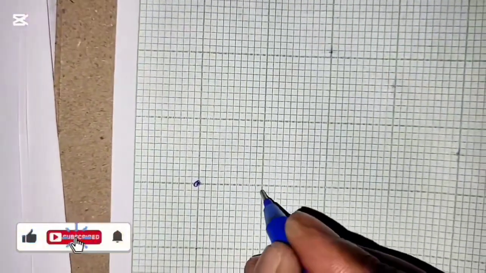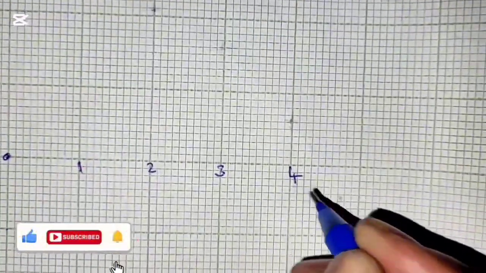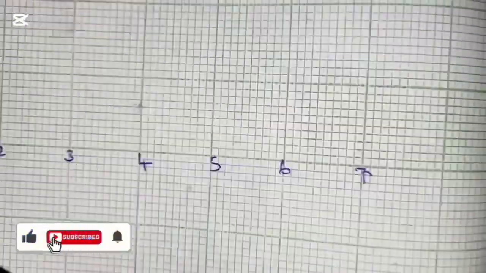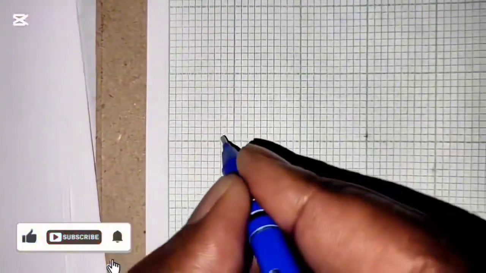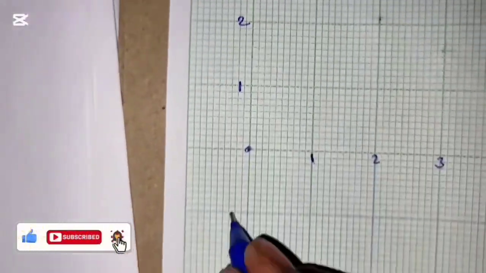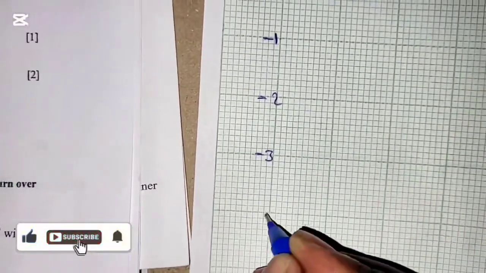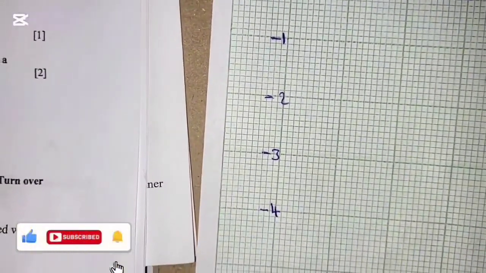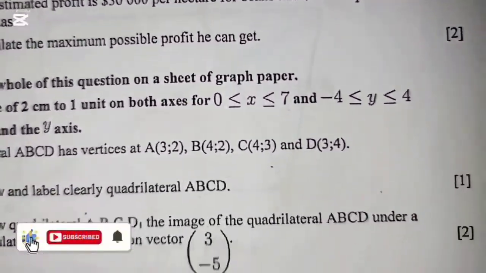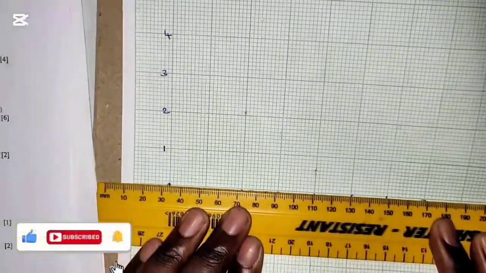Then 1, 2, 3, 4, 5, 6, and what? And 7 on the x-axis. Then the y-axis 1, 2, 3, 4. Then to this negative region, negative 1, negative 2, negative 3 to negative what? To negative 4. Okay, so that's what the scale is. That's our scale. Okay, so I'm going to draw the lines.